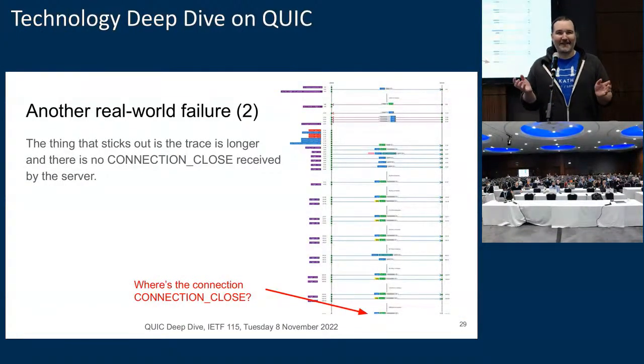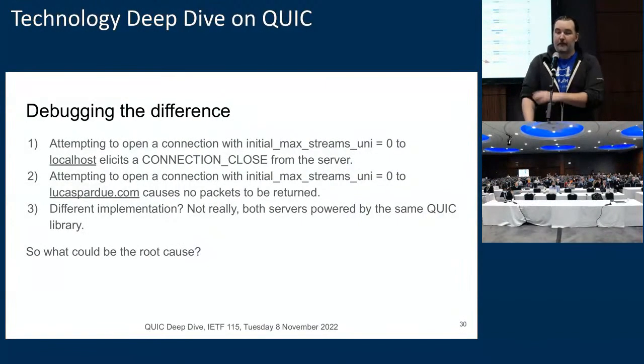QViz, it's even worse. It's even smaller, you can't see it. The indicator here is that it's really long. There's a lot going on here in terms of timing. There's no connection close received by the, oh, there's a bug here. It's received by the client, not the server. But anyway, next slide, please.